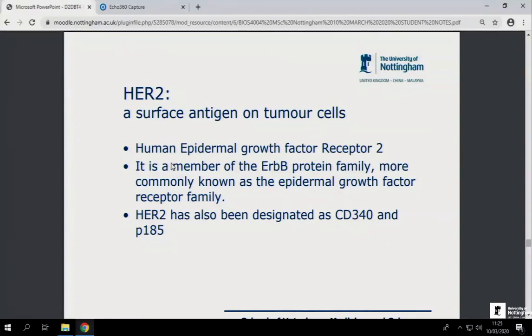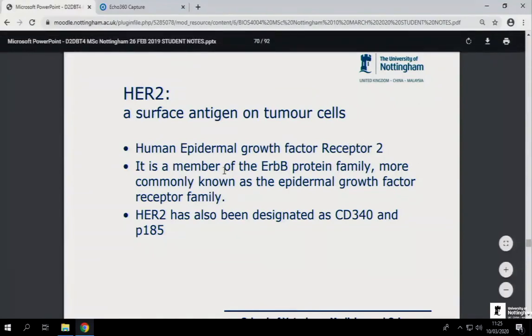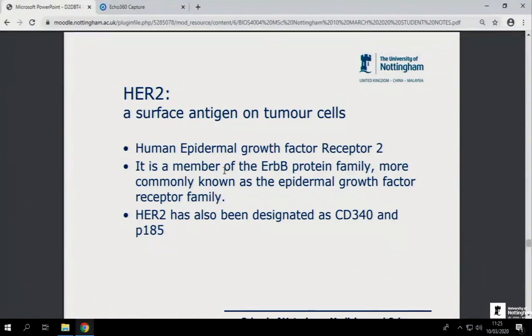So the step forward was to try and identify something on breast cancer cells which was unique, which the immune system could recognize. And there was this human epidermal growth factor receptor number 2 called HER2. Now, that's not an unusual receptor. These ERBB proteins are all common in fetal cells, if you like, or in development of cells into other organs. So in embryology, these cells are very common. They're commonly known as epidermal growth factors, and HER2 is also called now CD340.